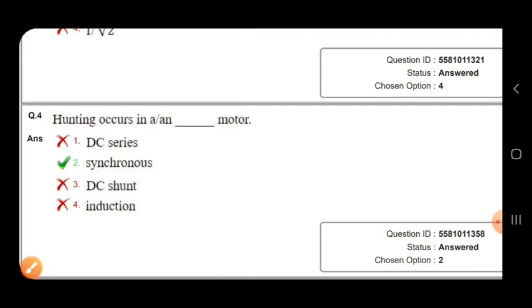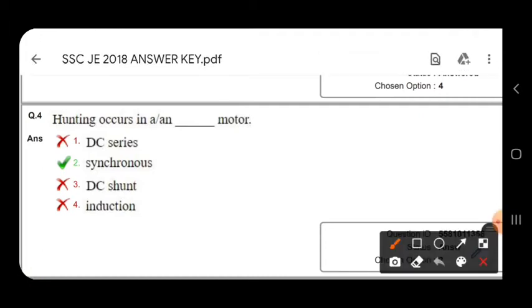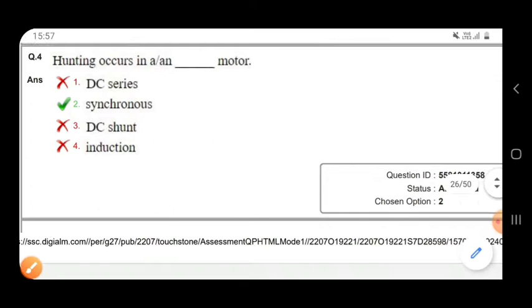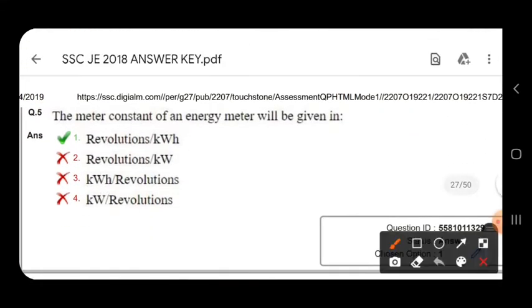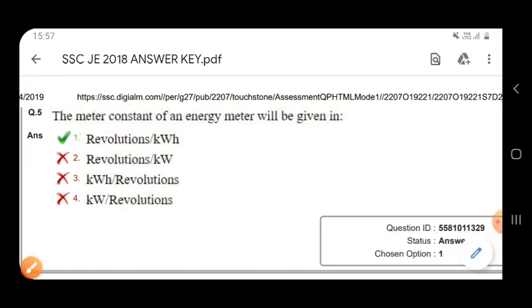Hunting occurs in dash motor. Basically hunting occurs in a synchronous motor, due to the load angle changes. When load changes in a synchronous motor, the load angle also changes, that's why hunting occurs. The meter constant of an energy meter will be given; basically this is a direct question: revolution per kilowatt hour.